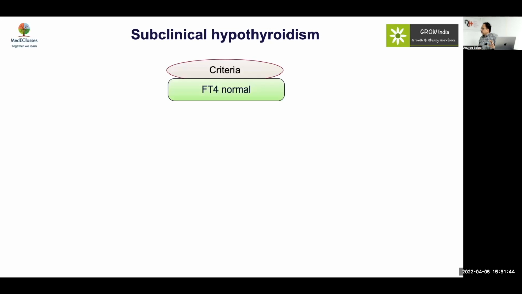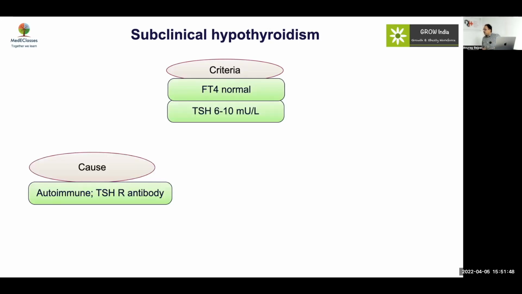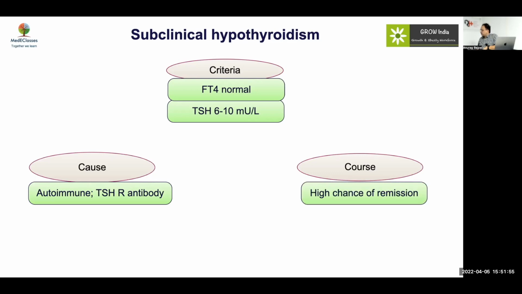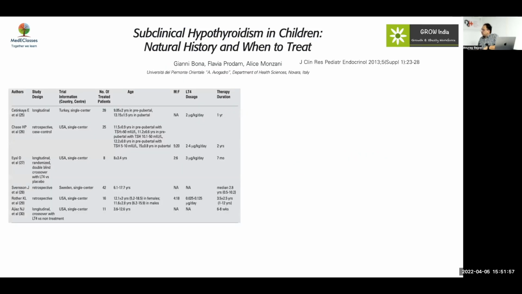Subclinical hypothyroidism is basically when your FT4 is normal and TSH is 6 to 10. The cause is usually autoimmune, or rarely you can have a TSH receptor defect. The course is a high chance of remission, and this we'll discuss much more.